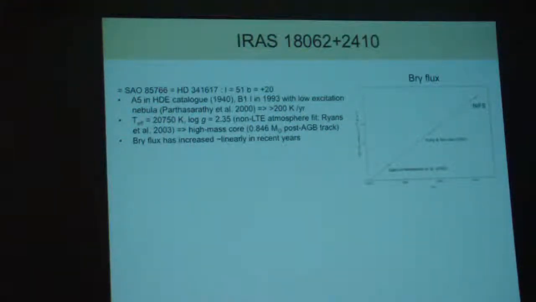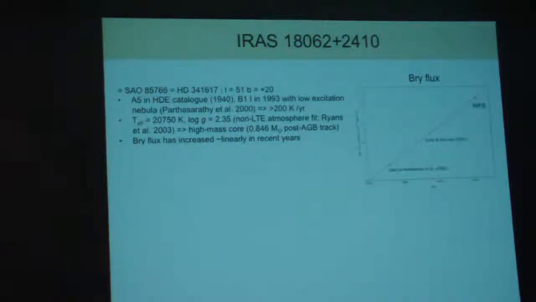We have a sample of about 10 objects. I just have time to run through a few of the results for some of them. IRAS 18062 is quite an interesting object, which appears to have been evolving very quickly over the last few years. It's now a B-type spectral star, but it was A5 in the HD catalogue, and there's evidence to suggest it was still A5 in the 1970s. So its temperature has been increasing very rapidly over the last few years, by at least 200 Kelvin per year.